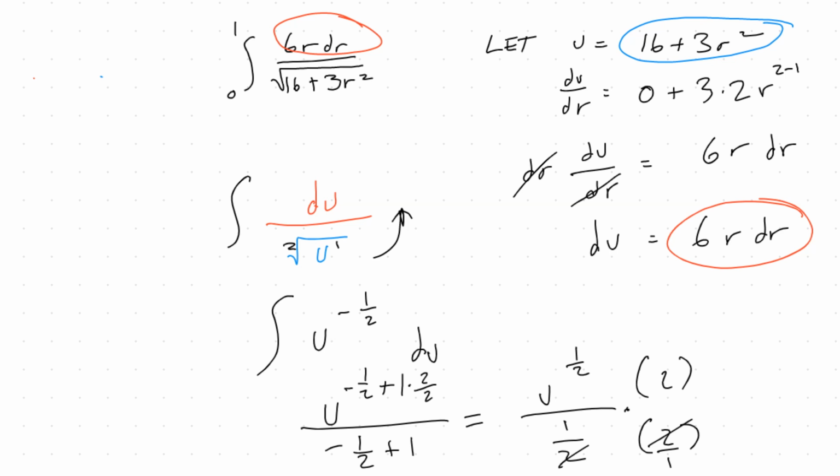So in effect, what we're doing is we're taking whatever the denominator has, whatever that fraction is on the bottom, and we're really bringing it up to the top and flipping it. So it was 1 over 2 on the bottom. That's going to be 2 over 1 on the top. So this is going to be 2 u to the 1/2. And what we're going to do is replace that u. So that u is going to be, if you recall, 16 plus 3r squared.